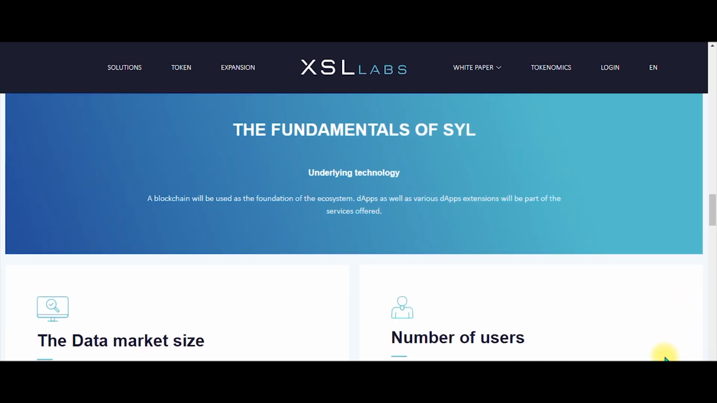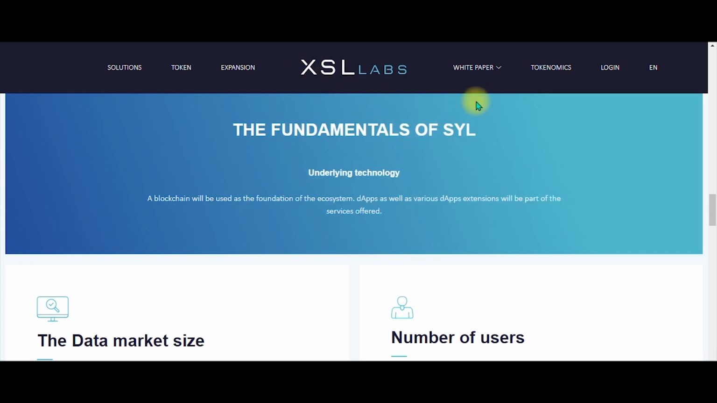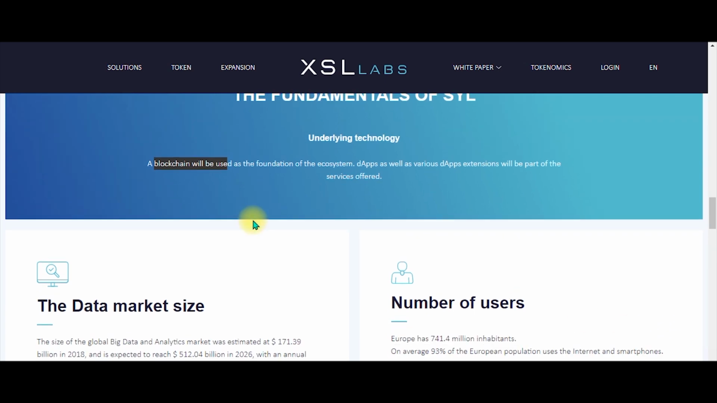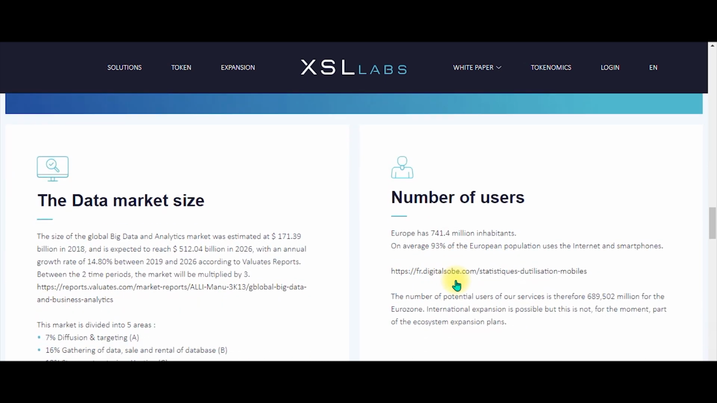Okay, so this is the place where we come to know why XSL Labs is with cryptocurrency blockchain technology, because the underlying technology is a blockchain that will be used as the foundation of the ecosystem for the dApp's extension. So they are using blockchain technology, which we know is the main source of cryptocurrency. So XSL Labs is going to use data and blockchain technology in a new method.